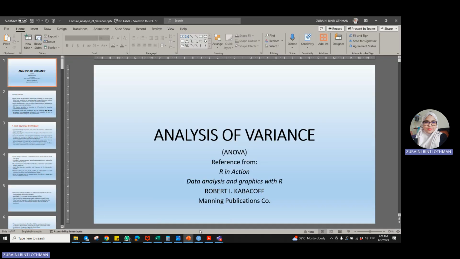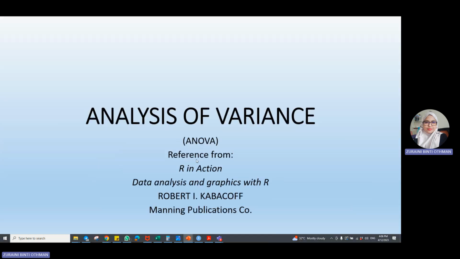Okay, so let's start with our kuliah, which we stopped at cleaning data with R. So we continue with analysis of variance, ANOVA. This is our reference book.